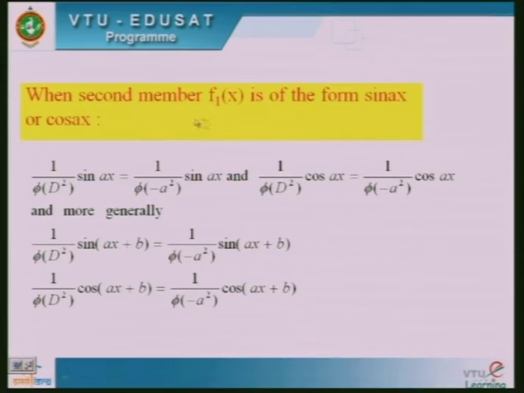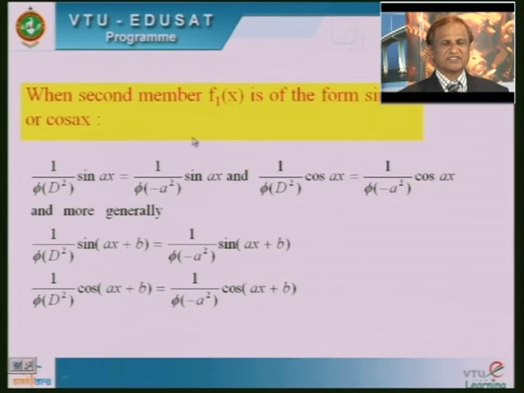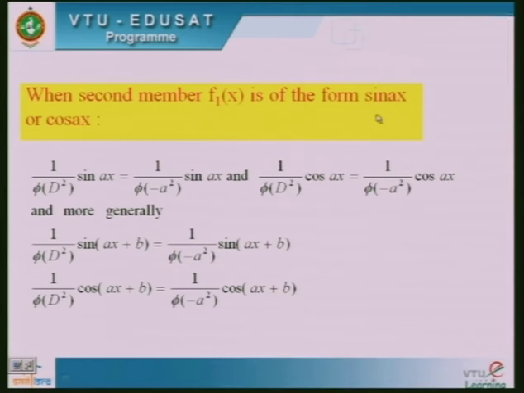So, now I want to concentrate on when the right hand side member is of the type sin ax or cos ax, or as I have mentioned, it may be of the type sin of ax plus b or cos of ax plus b. First step is similar, which means it is understood that the given equation is a non-homogeneous equation. Our question is how we are going to find out especially the particular integral in this case.